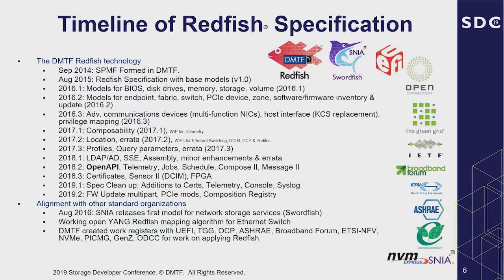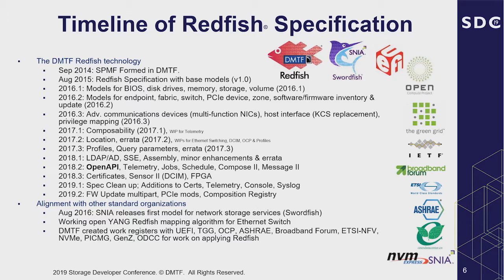It's become a real good way to keep the engine rolling and keep additions coming across. When you start looking through that list, we finished mocking out the server completely and identifying the server. It took us about 2 years to do that by the time we added advanced communication devices and a replacement for KCS and the host interface. And then we added composability and started the telemetry work in 2017. And then we finished up the initial profile work in late 2017. And I'll go into profiles in a minute, why that's important.